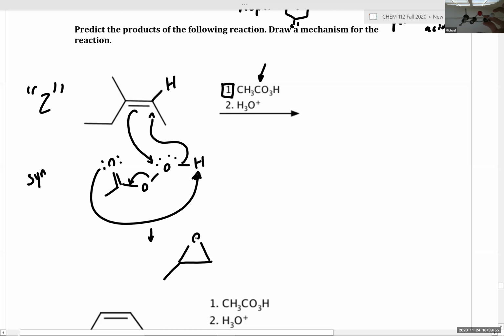Now, what I want us to focus on is what occurs in terms of our stereochemistry in our product. So looking at the left-hand side, what group is in front? The methyl, okay. And as a result, what group is in the back on the left? The ethyl.